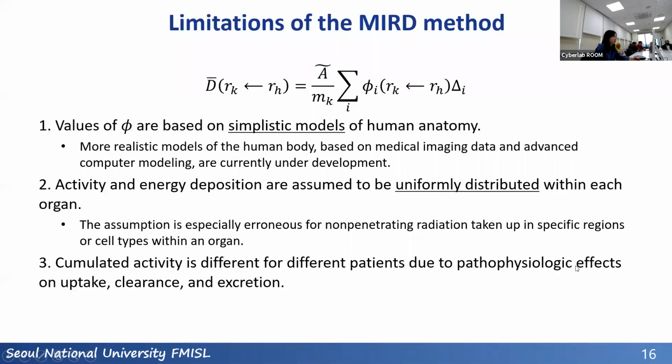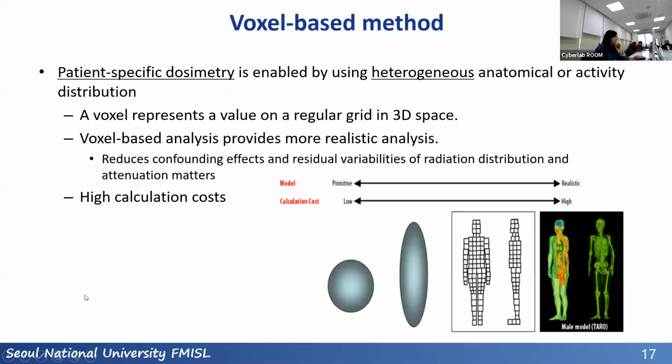So these were the MIRD methods. Now we can go on to the next method, which is more complicated but quite accurate. But it is also based on the organ-based method, so you can understand it very easily. So what is the voxel-based method? It can be very patient specific because it uses heterogeneous anatomical or activity distribution. You know the term voxel. The voxel means a three-dimensional tiny space, the regular grid.